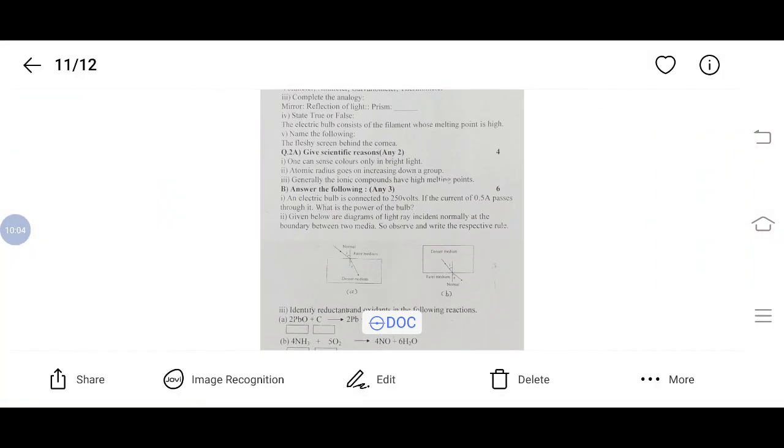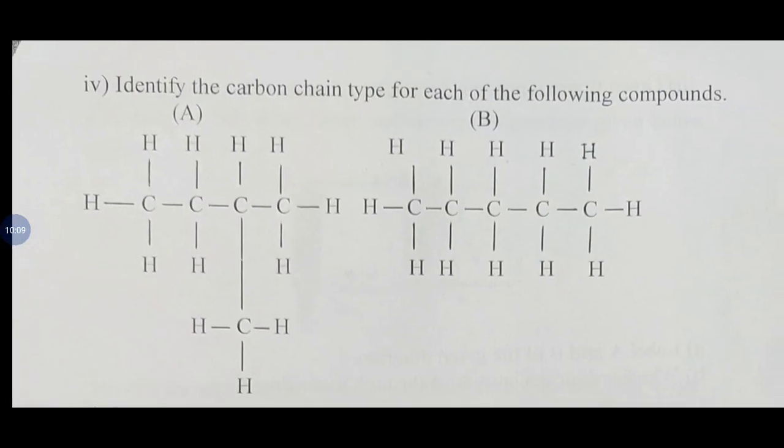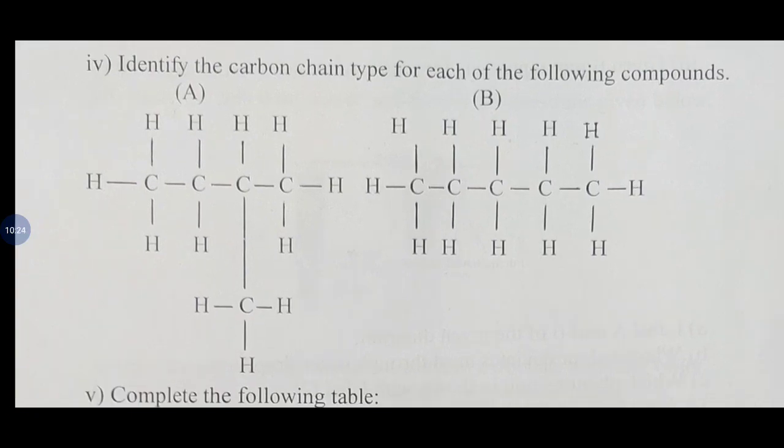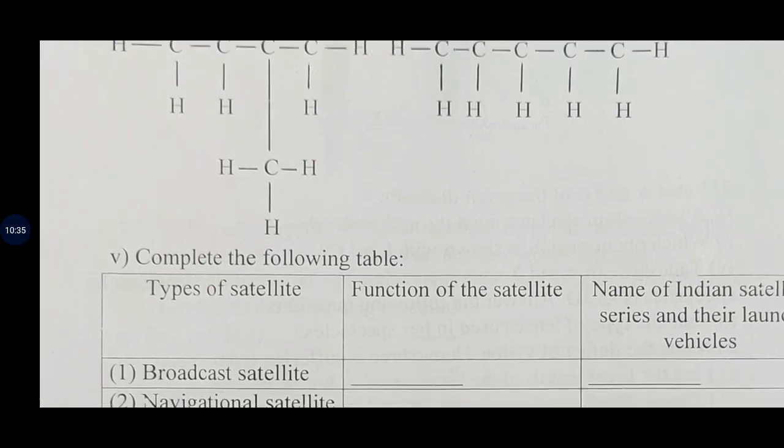Next, fourth option, check there. Identify the carbon chain type for each of the following compounds A and B, like this given. So directly you write down the answer, no need to draw this diagram, the structural formula of the given hydrocarbon compounds. Clear? If you draw the diagram then also okay, otherwise don't waste your time. Directly A is what type of carbon chain, and B is what type of carbon chain, you write in your answer.